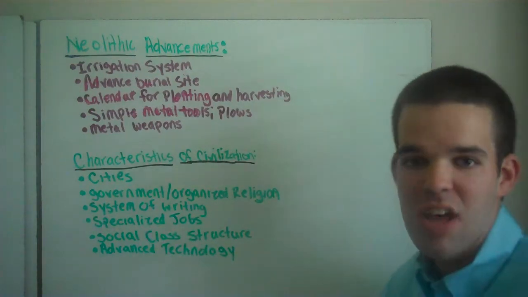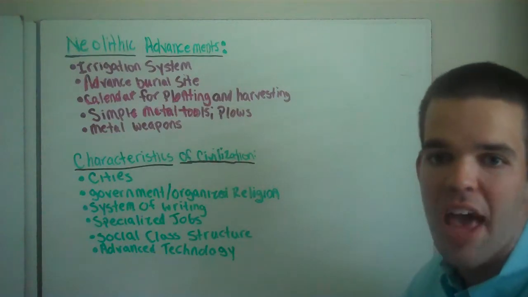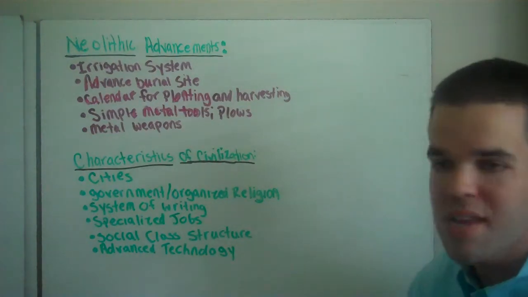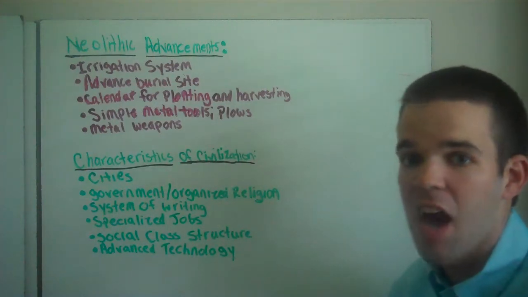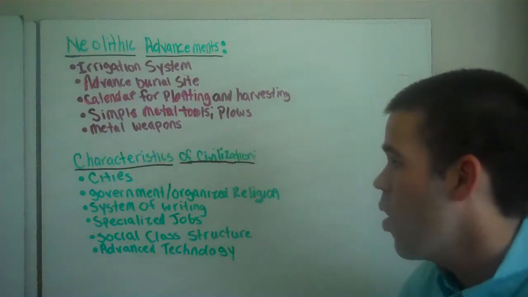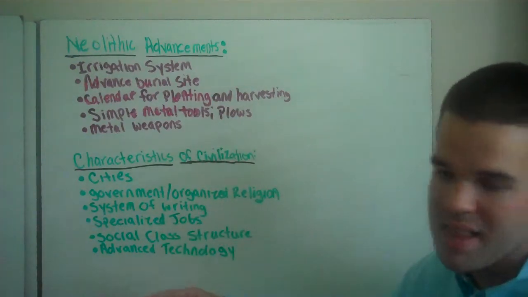You also have to have specialized jobs. Do they have business people? Do they have priests? Do they have traders? Do they have kings and queens? What kind of specialized jobs do they have? Social class structure. Is it upper class, middle class, lower class? Or is it untouchables, Brahmins, Sudras, Vaisyas, like we're going to talk about later?